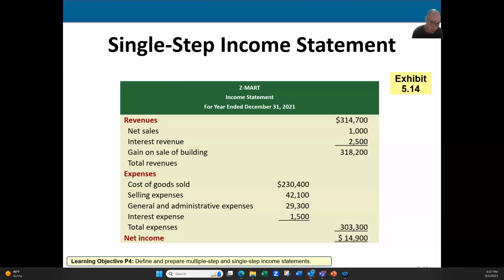The other difference is cost of goods sold and gross profit. You don't see gross profit on here. We have cost of goods sold listed as an expense. And then we group selling and general administrative expenses. We get total expenses. Total revenue minus total expenses equals net income. Single step, just condensing everything. That's really the biggest difference.